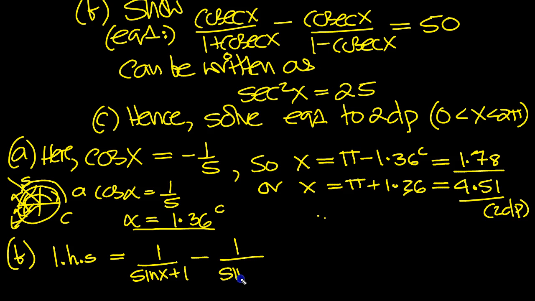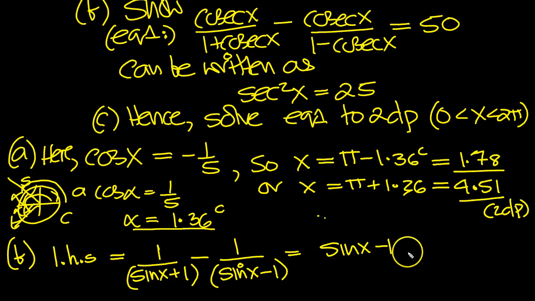sine, and this will be -1, won't it? Because the signs will cancel. That's why we're doing it. So we get a fraction here. Let's cross multiply. We get this. So 1 times this is sine x minus 1. And then -1 times this bracket. So I'm going to run the minus through both terms. Minus sine x minus 1 all over the product here.